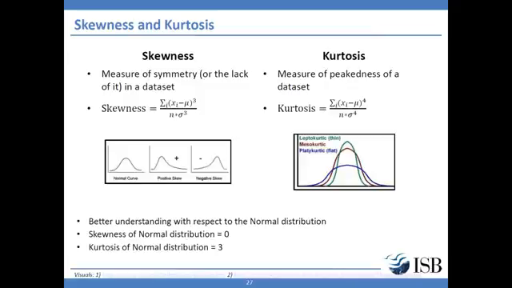But how do we assign a numerical value to this skewness? How do we know that a particular distribution is more negatively skewed than the other? The formula to calculate skewness in a data is given on the slide. Skewness is nothing but the summation of (xi minus mu) to the power 3 divided by n into the third power of sigma. On the other side is kurtosis, which is a measure of peakedness of a data set.